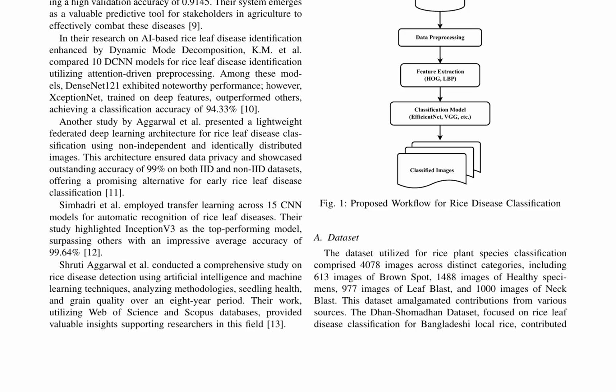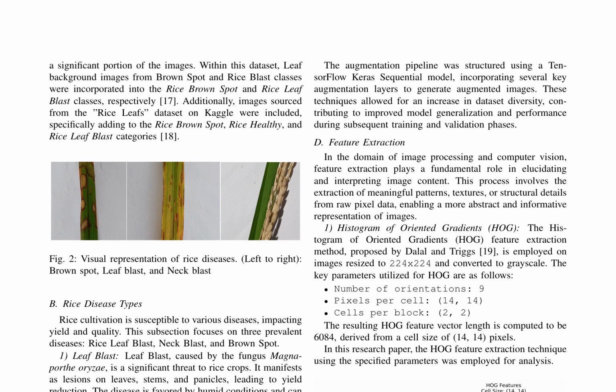The proposed workflow for rice disease classification, as depicted in Figure 1, highlights the strategic utilization of feature engineering algorithms pivotal in the precise selection of optimal features within the workflow. This research focuses on developing a machine learning model for classifying rice diseases, including rice leaf blast, neck blast, and brown spot. The dataset consists of images from the rice leaf disease dataset and additional images from the rice leaves dataset on Kaggle, augmented using TensorFlow's Keras sequential model to enhance diversity and robustness.